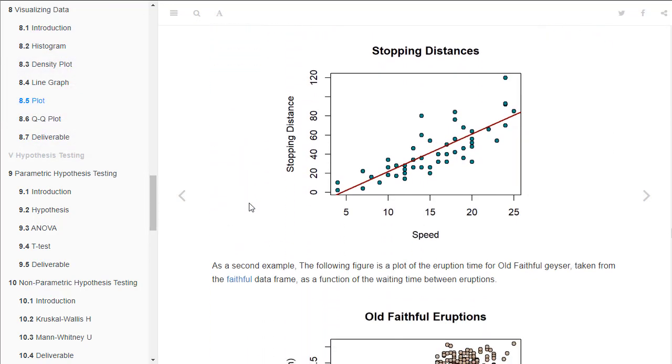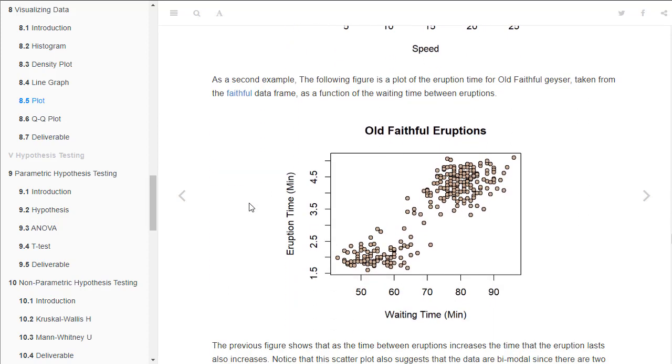The second example, I've added what's known as a line of best fit to the graph. So this shows the line that best describes all of those dots on the graph.